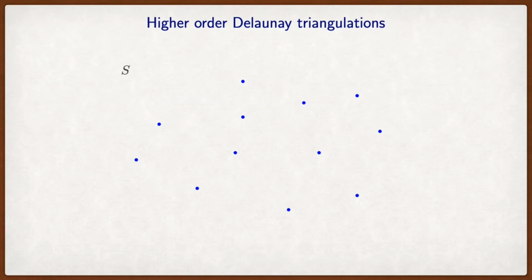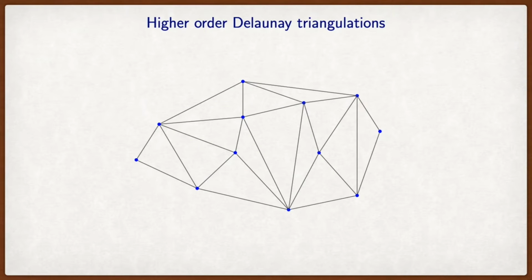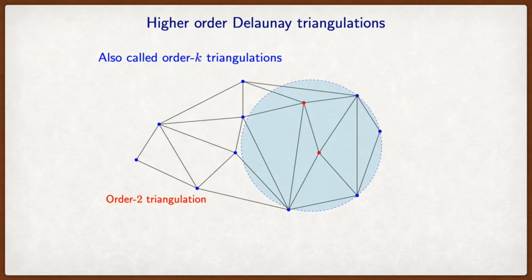Consider again the point set in the plane S. A higher order Delaunay triangulation of the point set, or an order K Delaunay triangulation of the point set, is a triangulation such that the circumcircle of each triangle encloses no more than K points in its interior. For instance, if we look at this example, the circumcircle of each triangle encloses at most 2 points. We also call this an order K triangulation. So in this case, this is an order 2 triangulation of the point set S.